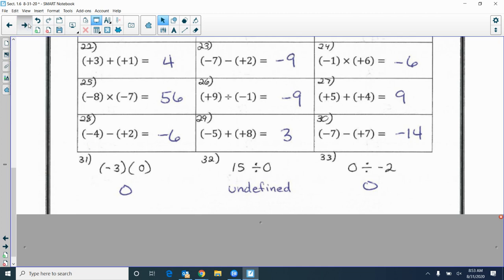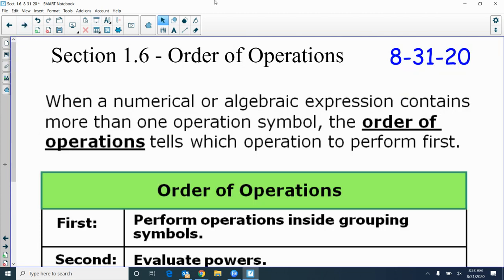Okay? So today, we are going to start talking about order of operations. Again, this is all review stuff, and just you guys passing out your guided notes. This should be stuff that you are familiar with, you've seen it before. So there at the top, you need to fill in the blank. It says when a numerical or algebraic equation contains more than one operation symbol, the order of operations tells which operation to perform first.